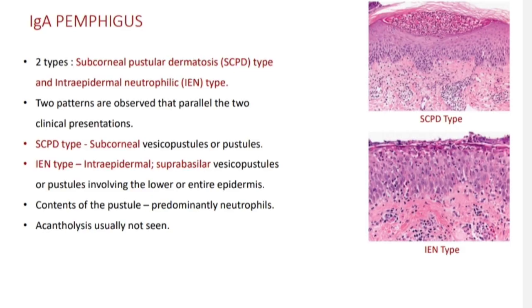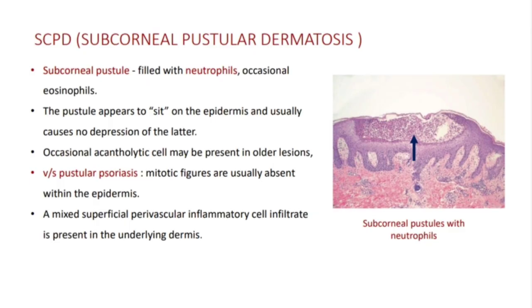So in the first image there is subcorneal blister in SCPD type of IgA pemphigus showing collection of neutrophils, and the second image shows intraepidermal neutrophilic type of IgA pemphigus showing intraepidermal vesiculopustules and neutrophils. SCPD, subcorneal pustular dermatosis. Here also there is subcorneal pustule filled with neutrophils and occasional eosinophils. The pustule appears to sit on the epidermis, usually causing no depression to the epidermis. Occasional acantholytic cells may be present in older lesions. When compared with pustular psoriasis, mitotic figures are usually absent within the epidermis, and a mixed superficial perivascular inflammatory cell infiltrate is present in the underlying dermis.